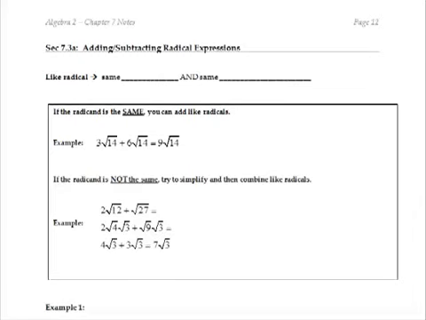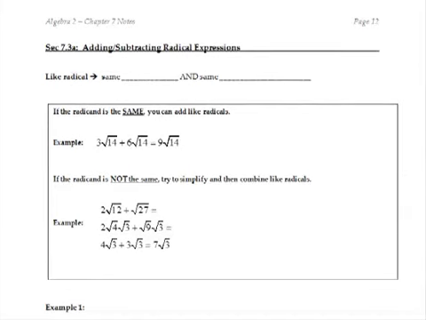This is lesson 7.3a. You've already seen multiplying and dividing radicals, so today we're going to talk about adding and subtracting radicals. Page 12 in your notes is where we're starting, and in order to start talking about adding and subtracting radicals, we have to understand this idea of like terms.